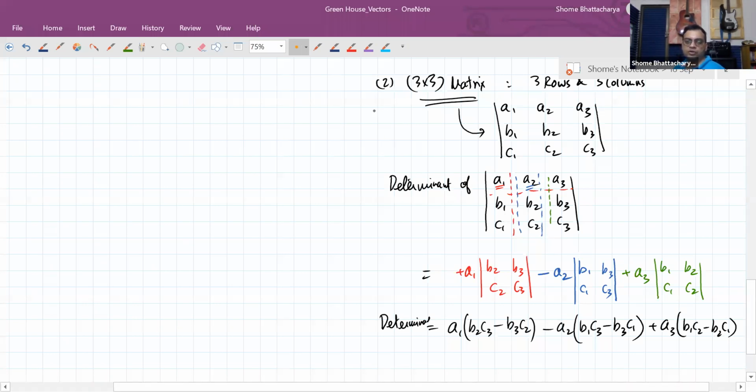And most importantly, we will need this for what? For vectors, basically for cross product. So we will practice this a lot while doing the cross product of three-dimensional vectors. So don't worry about the reason for it. You will see when, I mean, it's basically a mathematical formula.